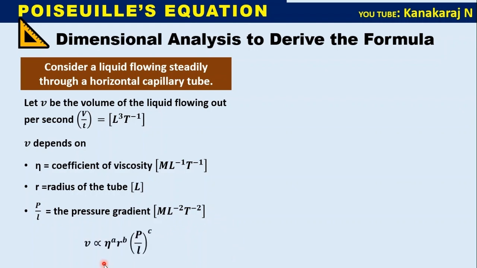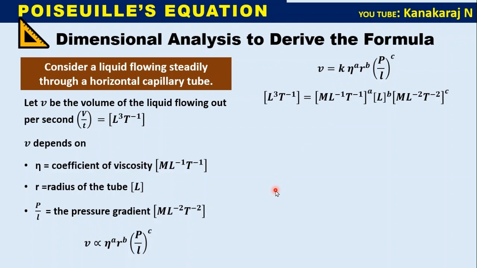So V is proportional to eta power A, r power B, P by L to the power C. Let us bring a constant to have a perfect equation. So V equals K times eta power A, r power B, P by L to the power C. K is a proportionality constant.